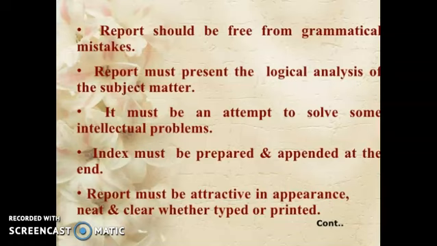The report should be free of grammatical mistakes. A report must present the logical analysis of the subject matter. It must attempt to solve some intellectual problems. An index must be prepared and appended at the end. At the end, you should give the index column. Why? Because you need to mention the pages also. A report must be attractive in appearance, neat, and clear. It could be typed or printed.